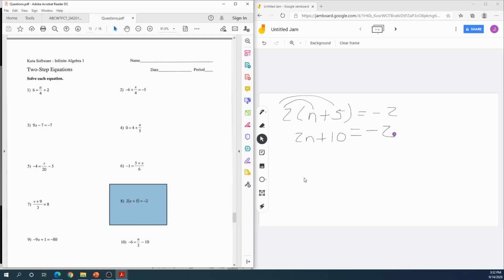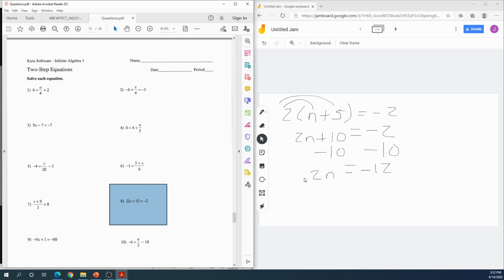Now we didn't change anything on the left side of the equation, so we don't have to do anything to the right side, because all we're doing is the distributive property. It doesn't change anything on the left side. So our next step here is going to be subtract 10 from both sides of the equation. That leaves us with 2n is equal to minus 12.